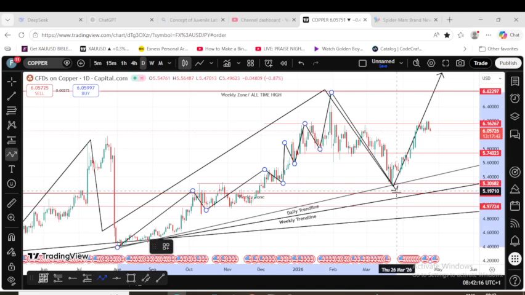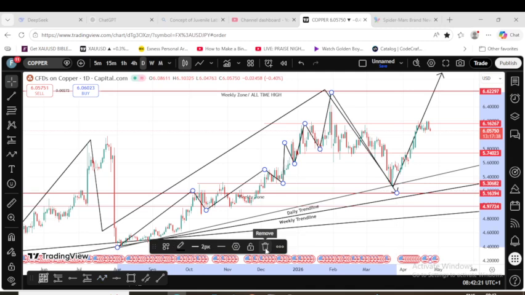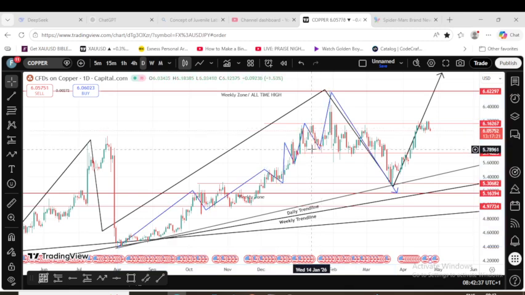But this smaller market structure has already been broken. And what does that tell us? That means that price has switched from the impulsive phase to the correctional phase, because this entire, let me make it blue to differentiate, this entire set of blue lines represents this one single impulsive move. So a break of structure on this represents that the impulsive move has ended and the correctional move has begun.